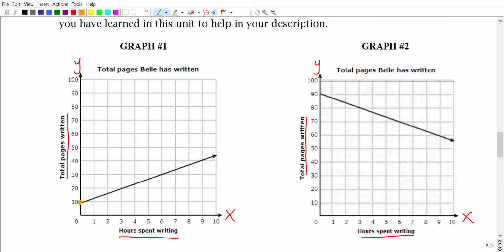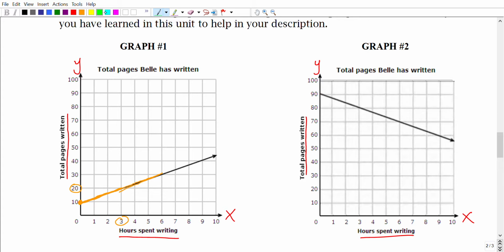Now, as she is increasing, or as she's going to the right, so as more time is passing, right? Look at what's happening in the y. Okay, so look at that. As I went to the right where it's 3 hours, she has written 20 pages. So this seems to be modeling it pretty well. As more time passes, then the total pages that she's written is increasing. Let's see if that keeps happening.